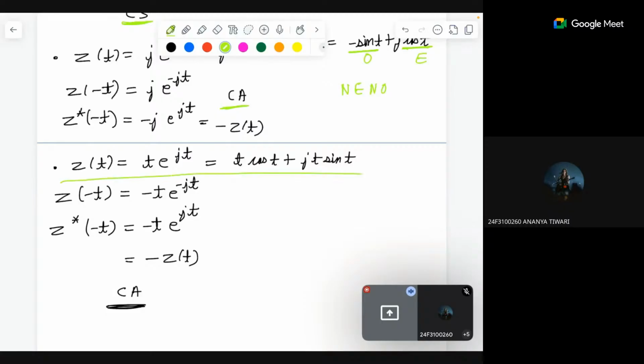Now if we decompose it like this, then notice that this is odd and this is even. t is odd, cos is even. t is odd, sine is also odd. Odd into even is odd, odd into odd is even. So here also we see that the real part is odd and imaginary part is even for a conjugate asymmetric signal. Is this fine?